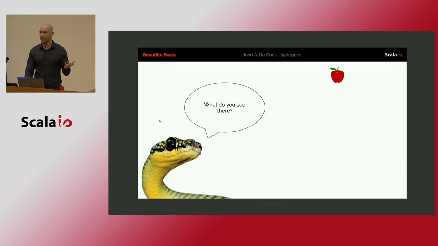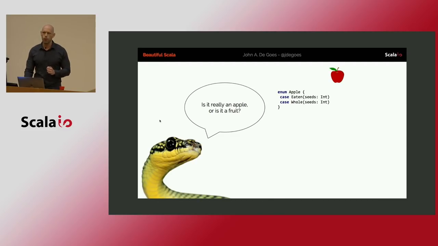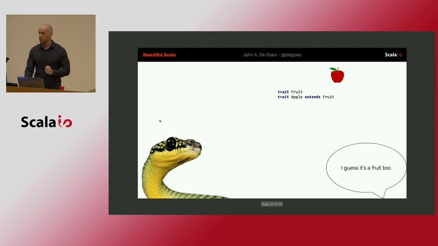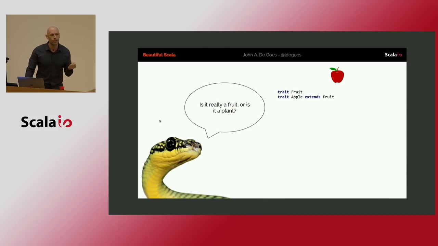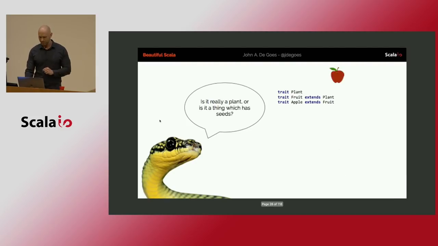But the serpent was very friendly, and he asked Adam, "What do you see there?" And Adam said, "I see an apple." But the serpent said, "Is it really an apple, or is it a fruit?" "I guess it's a fruit too," said Adam. "Is it really a fruit? Or is it a plant?" said the serpent. "It's not an animal," Adam reasoned, "so I guess it must be a plant." "Is it really a plant?" the serpent said. "Or is it a thing which has seeds?"